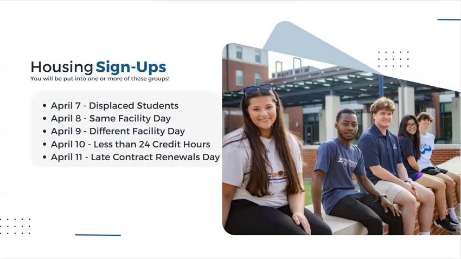April 10th is cleared for those students who maybe are living on campus but have not yet completed as many credit hours as other students. So anyone who has less than 24 credit hours will pick on April 10th. Our last day is April 11th. This will be the group of students that signs their housing contracts after March 31st, but before April 10th at noon.